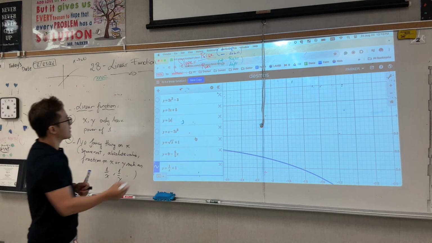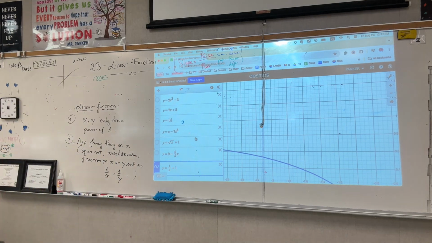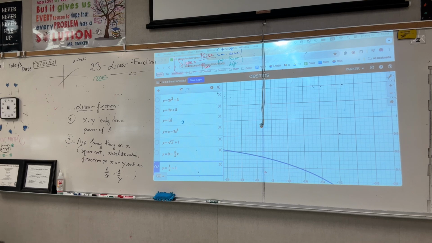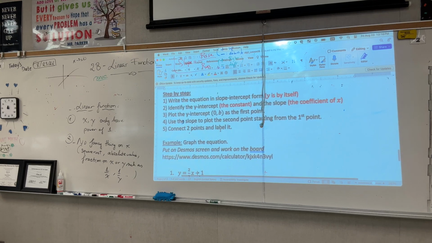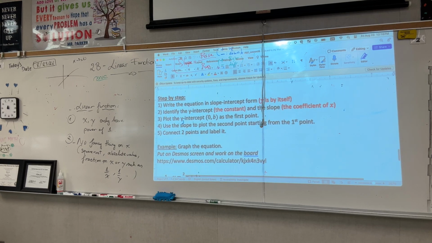Okay, last part. We're going to learn how to graph it. At least you need to learn how to graph it. Actually, I can just show you the step by step here. It is that you see from here, then my handwriting. Okay, right here. Step by step. Let's write down. Step by step.